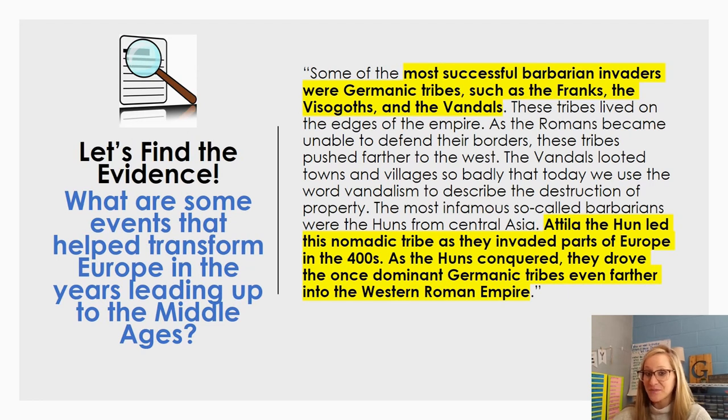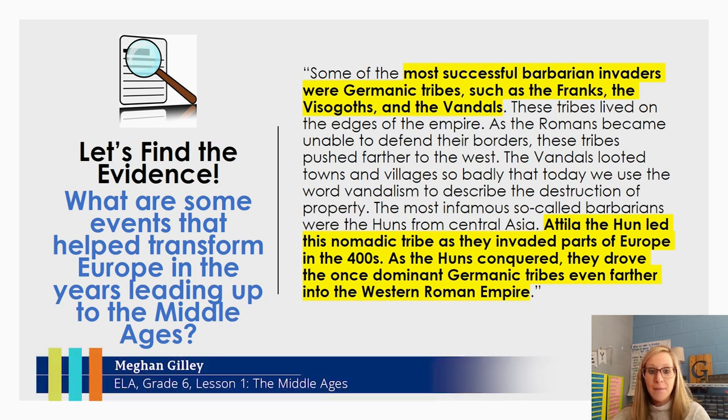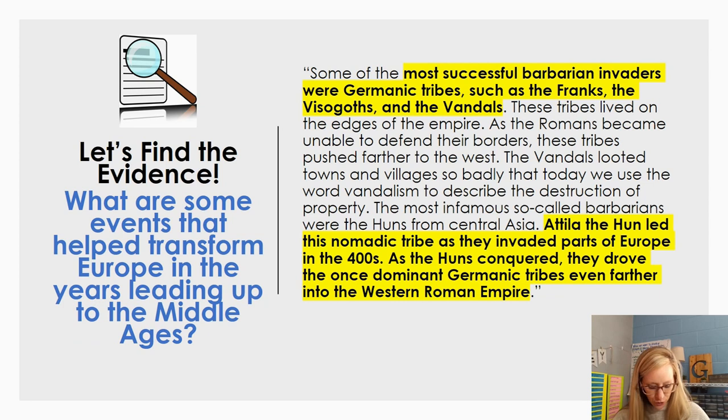You're right. One of the very first things is that Germanic tribes such as the Franks, Visigoths, and Vandals invaded parts of the Roman Empire. And then in the second highlighted text, you'll see that the Huns, led by Attila, pushed that once dominant Germanic tribes even farther into the Western Roman Empire. So again, these two events helped transform Europe into the years leading up to the Middle Ages. Let's continue reading.